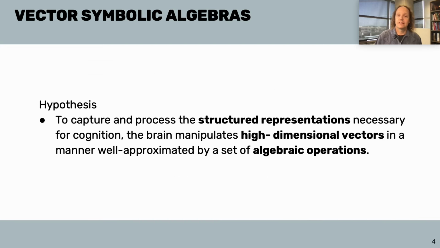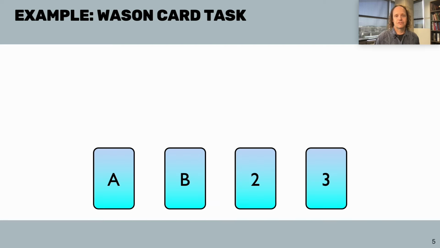The approach we'll be taking in order to do this consists in adopting what is called a vector symbolic algebra, or VSA. VSAs may not be familiar to many of you, but essentially we're starting with the following hypothesis. In order to capture the kinds of structured representations required for cognitive tasks, like the ones I just mentioned, the brain manipulates high-dimensional vectors in a way that is captured by a set of algebraic operations. Of course, if you pick different operations, then you're picking a different VSA. So a good VSA will be one that supports the kind of cognitive operations that we see in people. Let's look at an example.